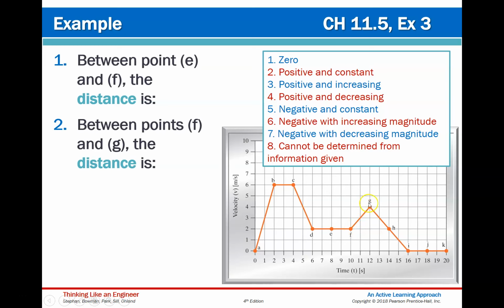So if we go from point F to point G, the distance between those 2 points is doing what? Okay, it's not negative, it's positive because it's still adding area. You would be subtracting area if it was negative, right? And so we have positive and increasing area. And it is increasing at a rate of increase, but they don't have that as an option. So positive and increasing is what we would say.